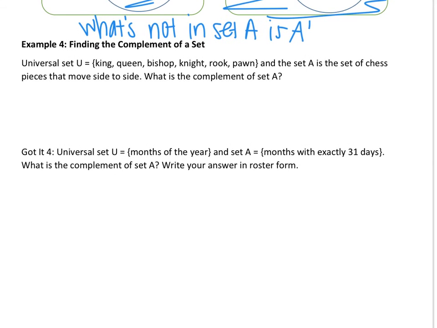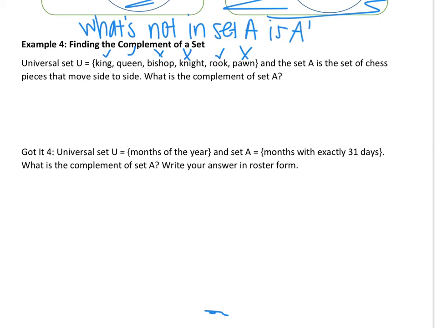So example 4, finding the complement of a set. If I've got the set king, queen, bishop, knight, rook, pawn, so those are all my chess pieces, and set A is the set of chess pieces that move side to side. What is the complement of set A? So all of this, the pieces that move side to side, the king can move side to side. I'm going to put a check mark above them. The queen can move wherever she wants. The rook can move side to side. The bishop has to move at an angle. The knight moves in an L shape. And the pawn has to move forward.